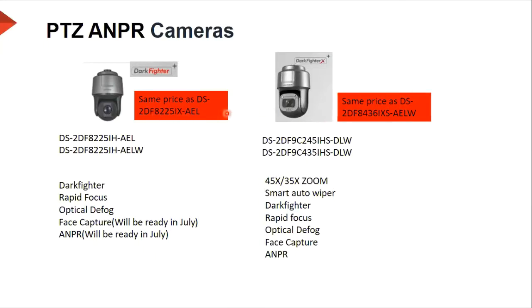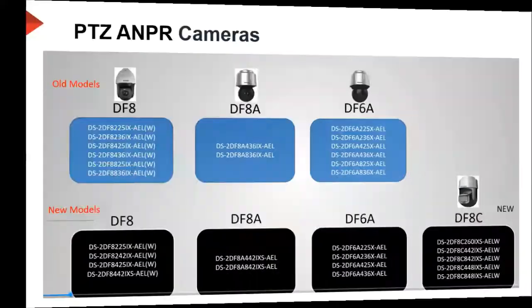I'm not going to go through all the settings and all the features and so forth. The nice thing is we've got massive zooms on these cameras as well. So 45 times optical zoom, dark fighter technology, obviously, so that it can see better at nighttime, and obviously you can see the ANPR functionality built in there. Also face capturing and a few other features, but today we're focusing on the ANPR side.